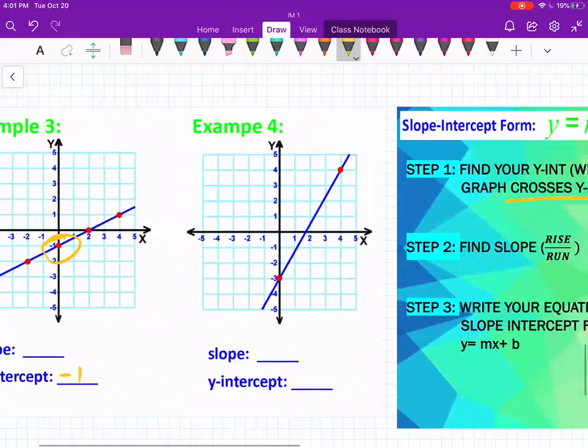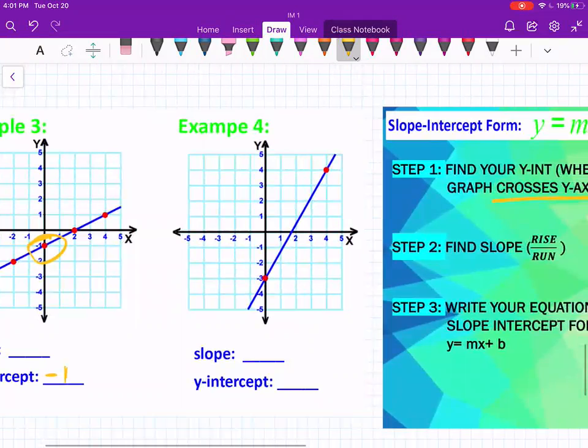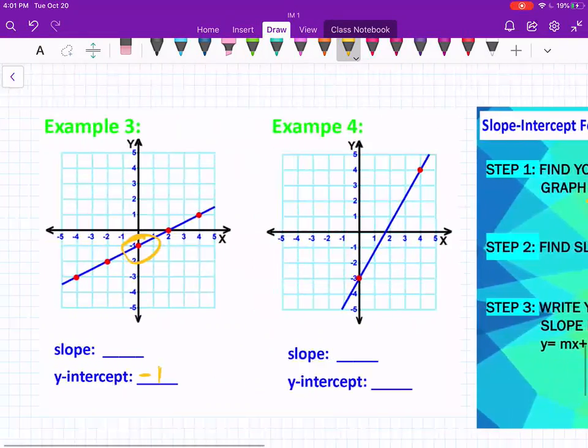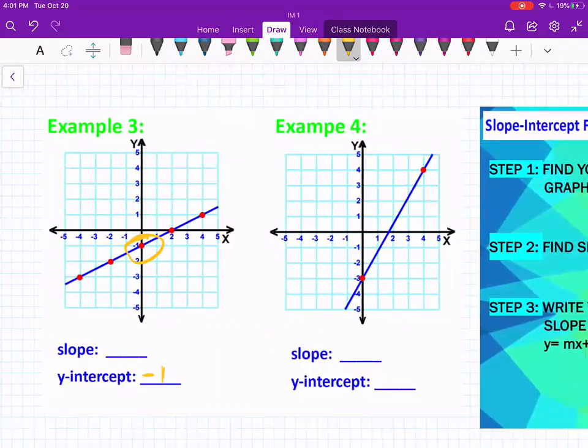The second step is to find your slope, which is your rise over run. Both these are positive slopes because you're going up and to the right, or if you want to think from here, down and to the left. So we have a positive slope, and we can look at it. Let's take this one from here. We go up 1 over 2. So our slope is 1/2. Up 1 over 2, or down 1 and to the left 2.